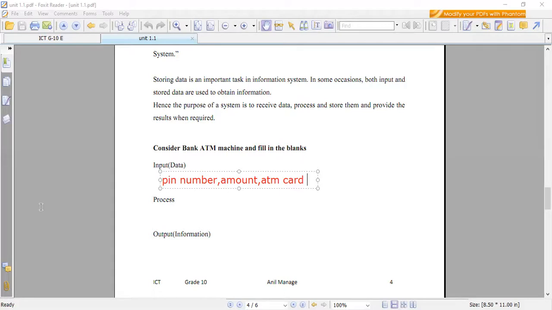Then in the computer, that is actually the bank computer system, it is doing different processing. The first thing is checking the PIN number. If the PIN number is wrong, can you access the account or withdraw the money? No, not possible. So that is the main thing. Checking the PIN number. Then checking the balance amount.